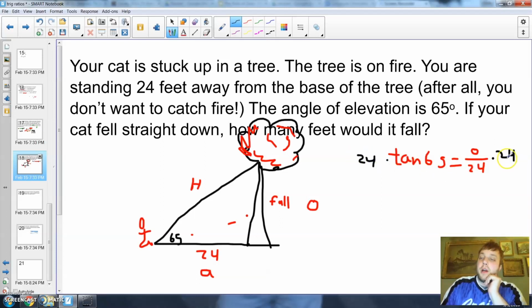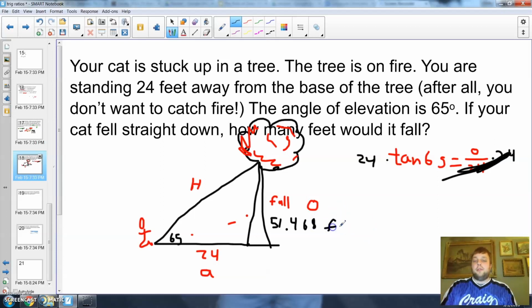This is just algebra. Cancel that out. So tan of 24 times the tan of 65, that's the opposite. The cat is going to fall 51.468 feet.